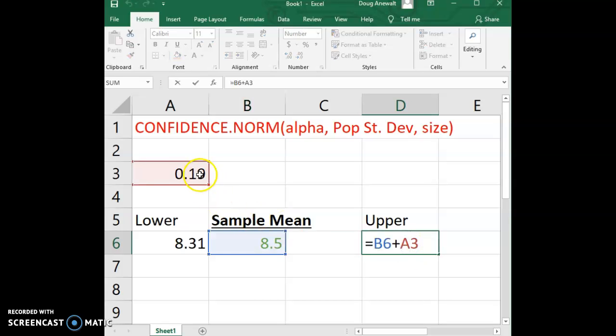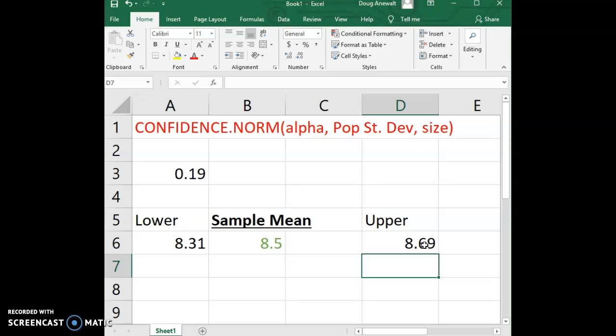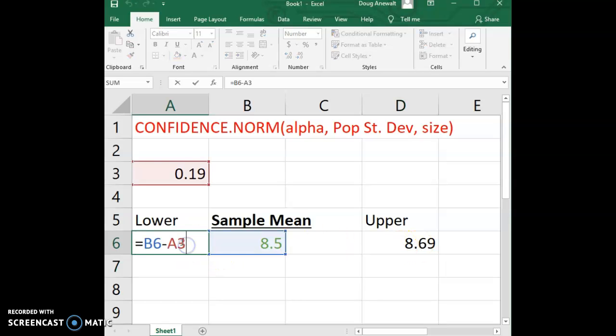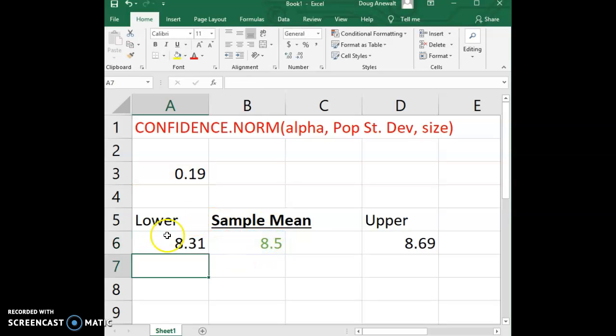And then we add the margin of error to the sample mean, and that gives us the upper bound of the confidence interval. And we subtract the margin of error from the sample mean to get the lower bound of our confidence interval. So we're 90% confident that the population mean lies somewhere between the lower bound and the upper bound.